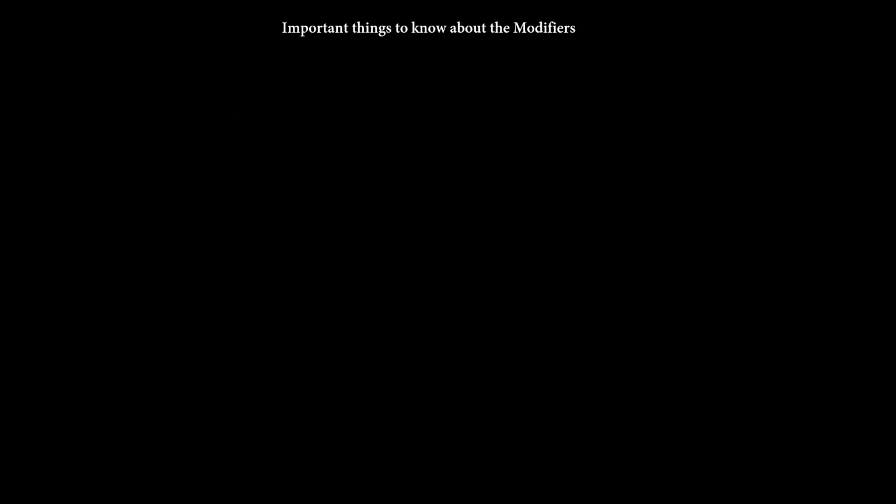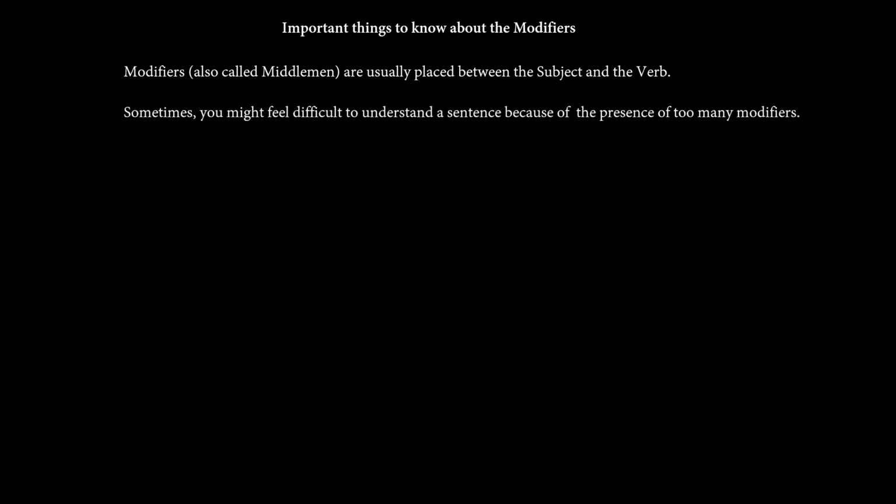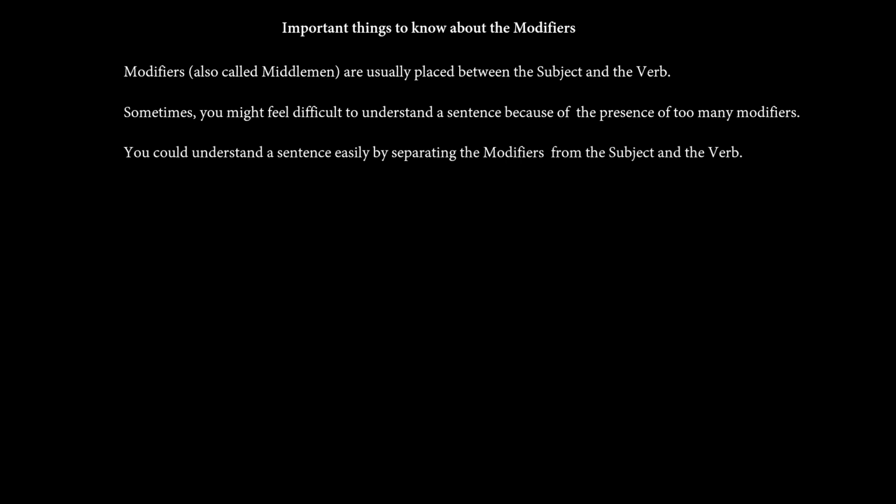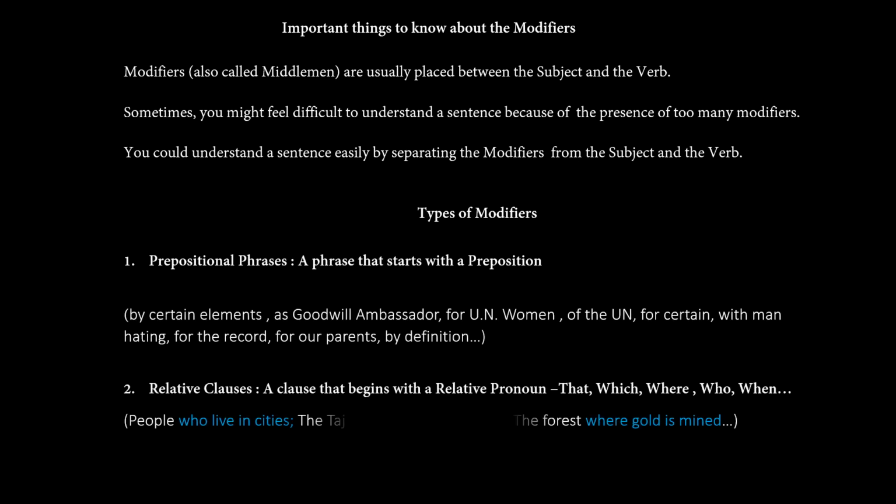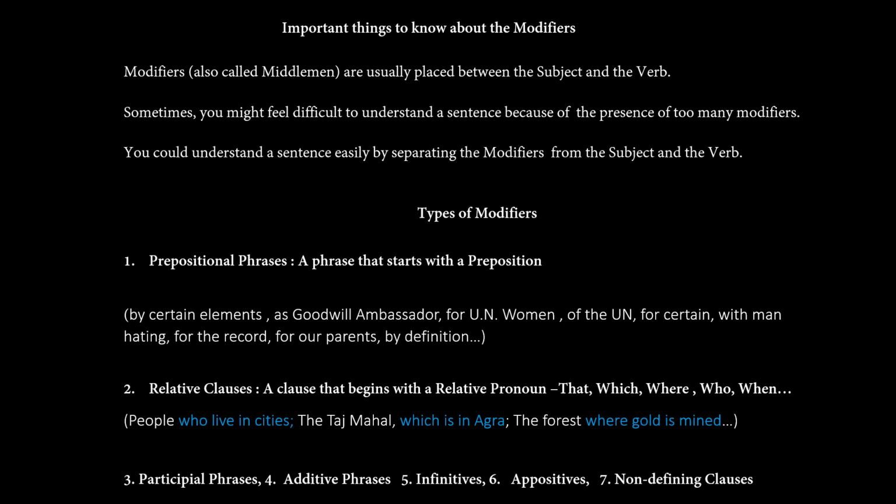Important things to know about the modifiers. Modifiers, also called middlemen, are usually placed between the subject and the verb. Sometimes you might feel difficult to understand a sentence because of the presence of too many modifiers. Of course, you could understand a sentence easily by separating the modifiers from the subject and the verb. Types of modifiers: prepositional phrases, relative clauses, participial phrases, adjective phrases, infinitives, appositives, and non-defining clauses.